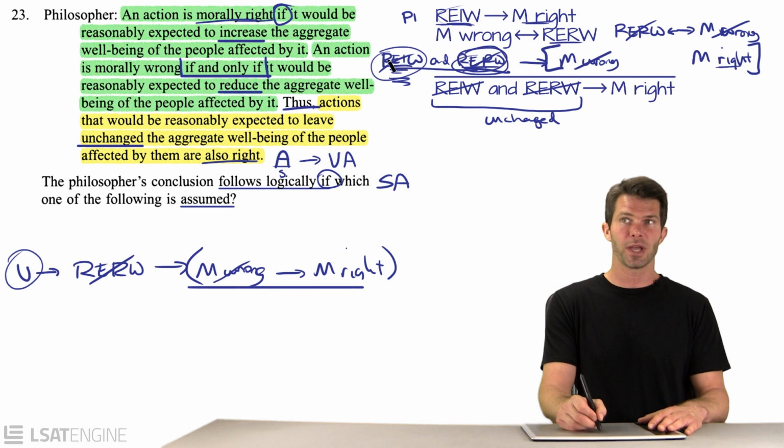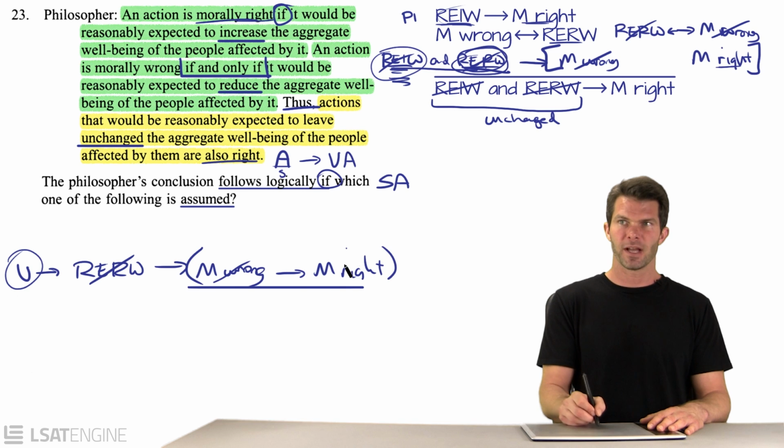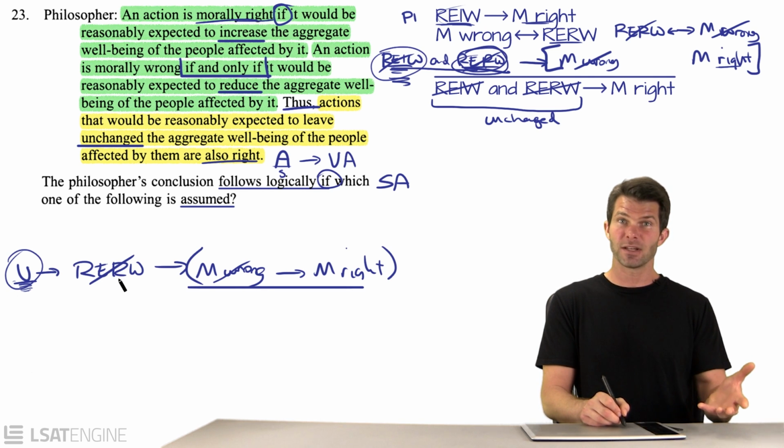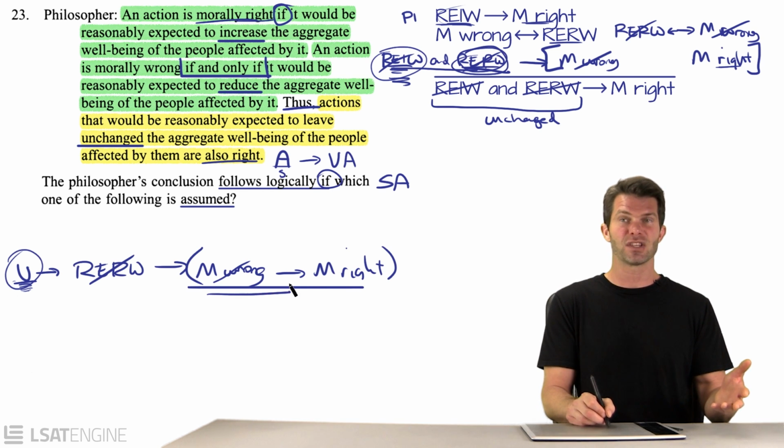And the reason we know it's not doing any of the work is because we can't take the inverse of this first premise. There's no way to get this first premise involved in the chain. That's really the challenge of this question, is realizing that you're only going to use the second premise. And so if we add this idea to the second premise, that guarantees that an action that's expected to leave well-being unchanged is not expected to reduce well-being, right? Because if it's unchanged, it's not reducing, then it's not morally wrong, it must be morally right. If we add this to what we already have, we're going to guarantee our conclusion.